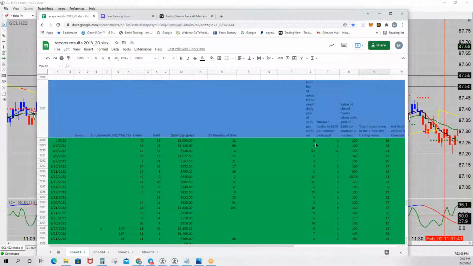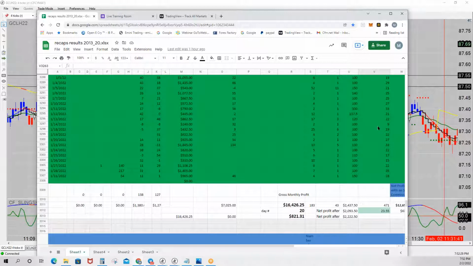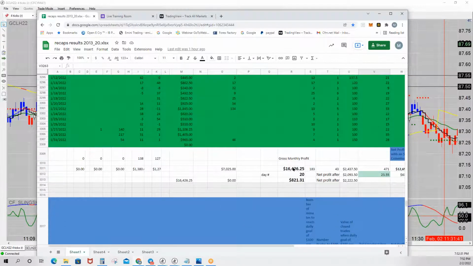And over here, it's the number of minutes it took me to get to the goal for the day and the number of trades it took me to get to the goal for the day. So it took 6 minutes in one trade, 4 minutes in one trade, 52 minutes in 11 trades, 2 minutes in one trade, 3 minutes in one trade, 4 minutes in one trade. And this is the dollar value that I was at gross when I got the goal for the day. And then I continued trading for 2 hours, and that's how many trades I ended up taking in the room on each given day. Right, that's how it ended up.